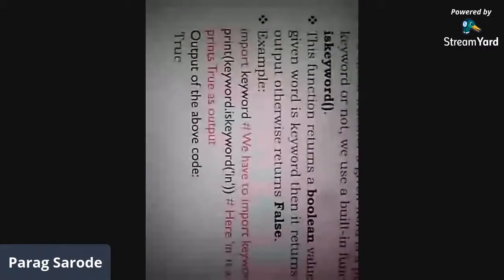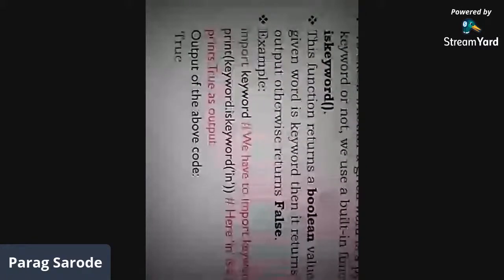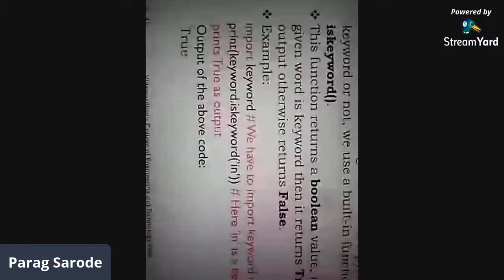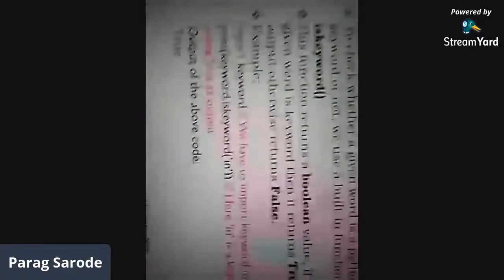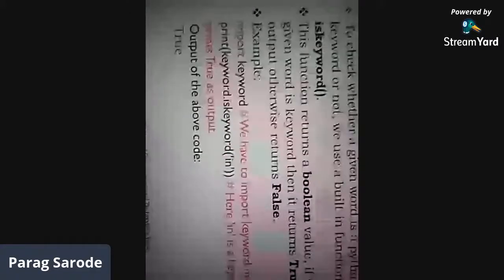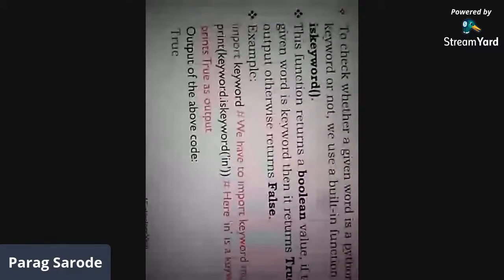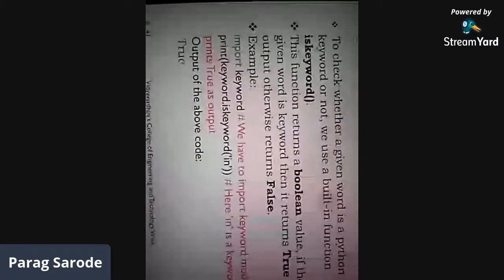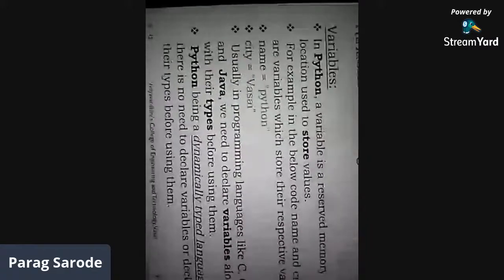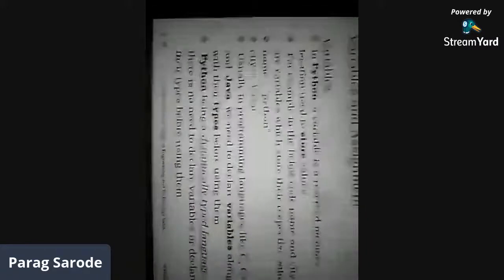First, write down the import keyword. On the next line, write down the print, keyword dot is keyword in parenthesis. Whatever is the word that you wanted to check, put that in single quotes, right? And run the code. So once the code is run, depending upon whether that particular keyword is available or not, it will give the output as true or false.